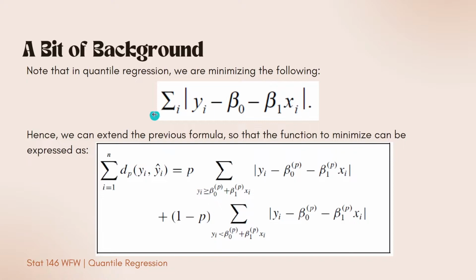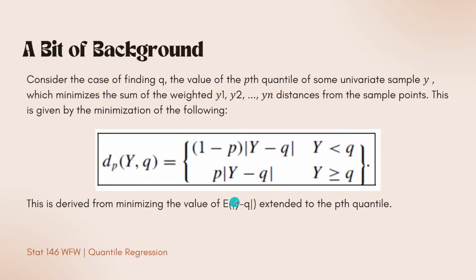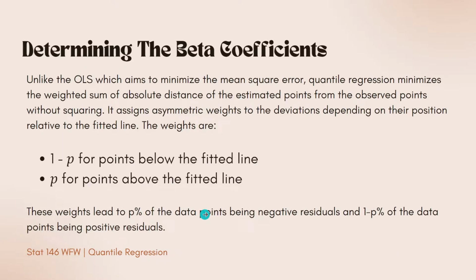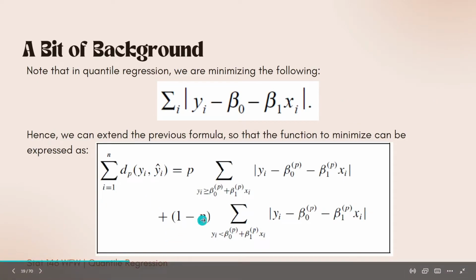So, it's a sum of the absolute value of observed minus predicted. So, if you notice, yung form nito is similar to this so that we can extend the previous formula so that the function to minimize can be expressed as etong distance function nito. Now, if you notice, meron na tayong p and then 1 minus p. So, dyan nanggagaling yung weights na ito. Itong 1 minus p for points below the fitted line and p for points above the fitted line. So, 1 minus p for when yi is less than yi hat.